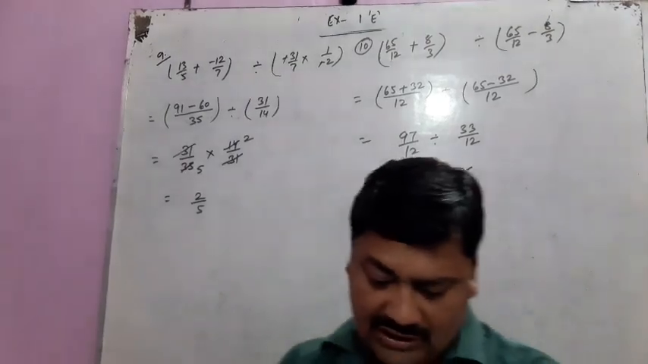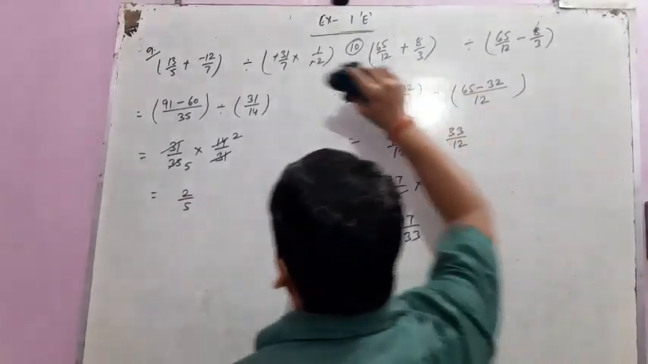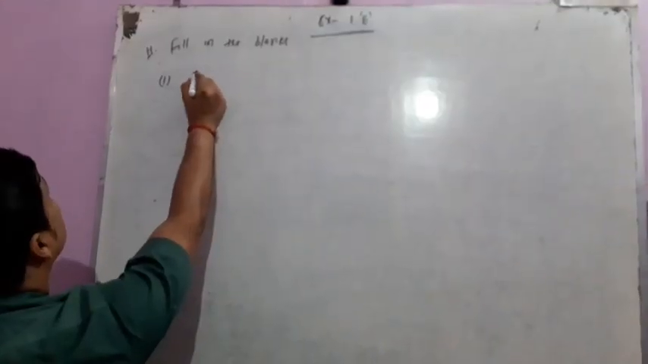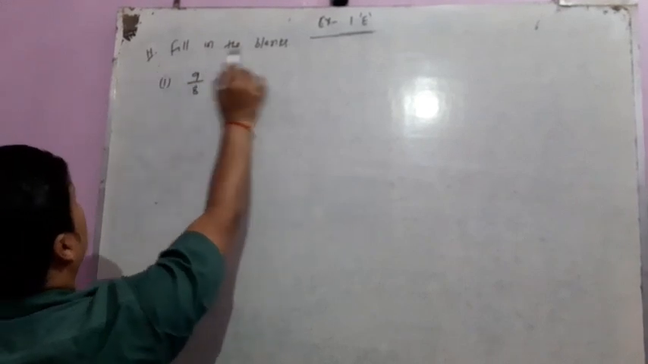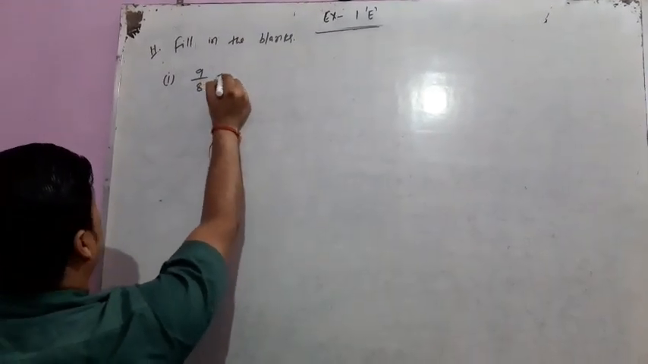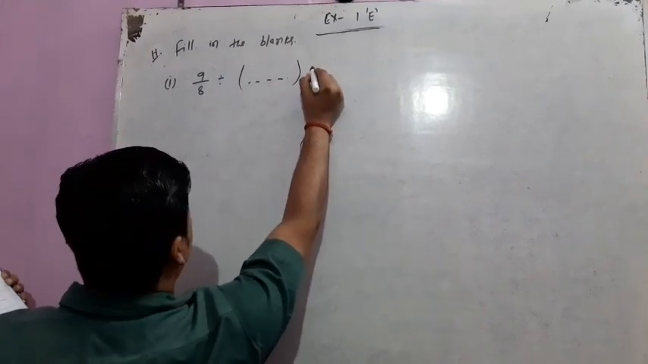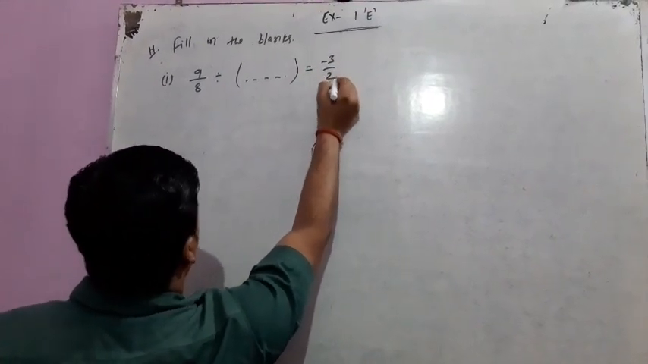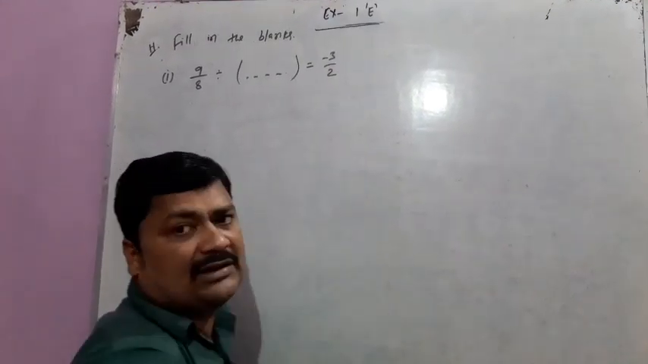Now in question number 11, some fill in the blanks are given. We look at the first question of 11. Here the fill in the blank: 9 by 8 divided by a number, and the result will be minus 3 by 2.